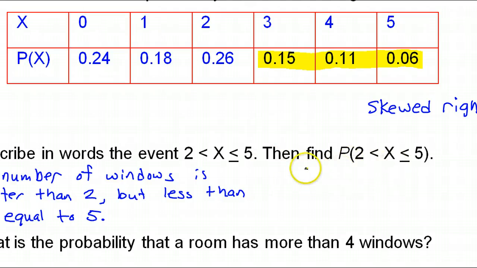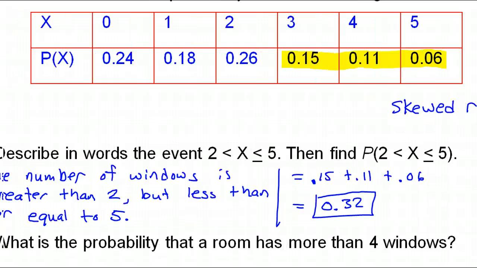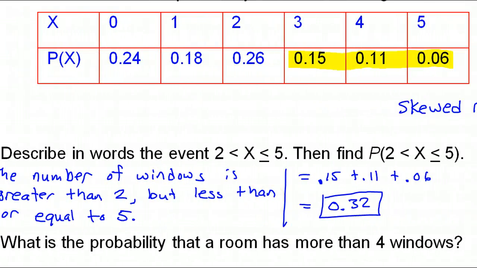So, yes, we will just say 0.15 plus 0.11 plus 0.06. I'm getting 0.32 out of it. Okay, that's the probability here. All right, let's move on with our lives and make it count.